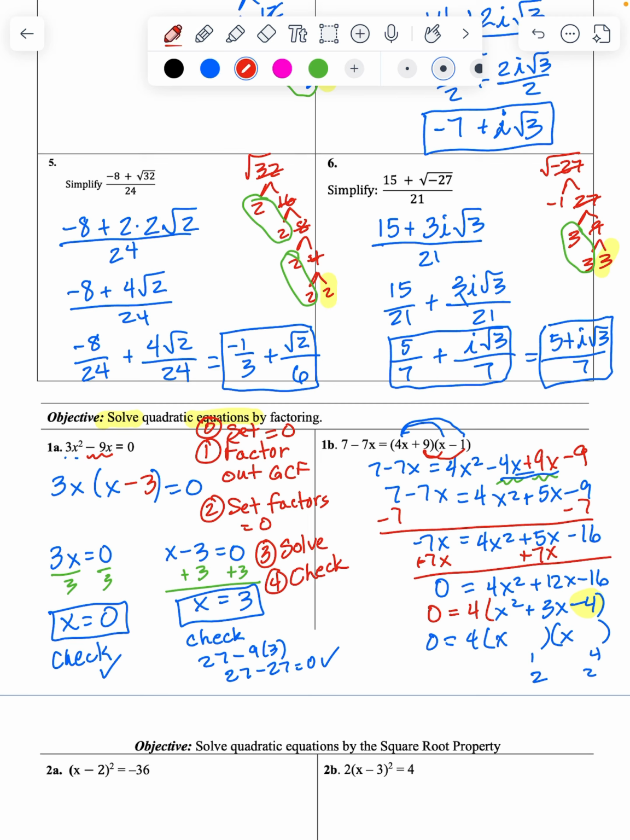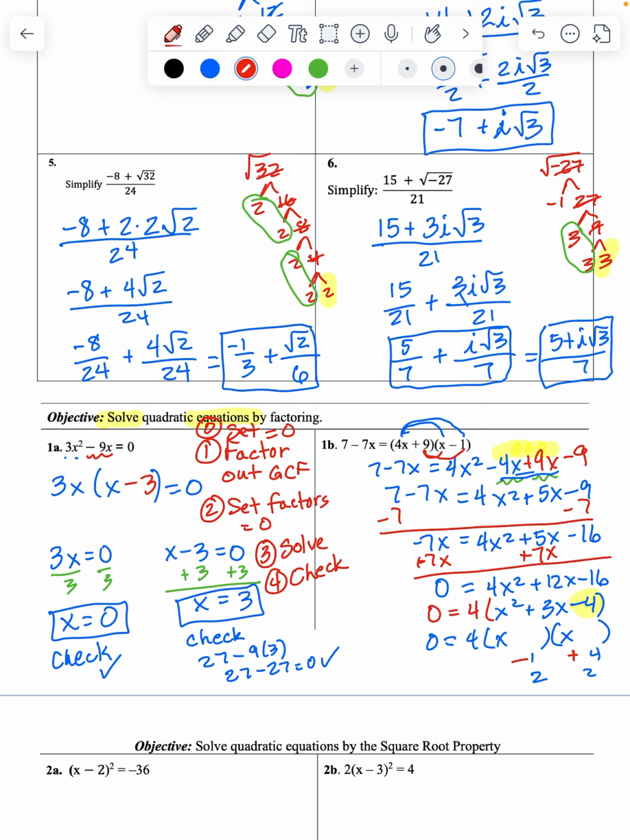The combination that works here is if I have a positive 4 and a negative 1. Because negative 1 times positive 4 will be negative 4. That gets me the last number in my equation. And negative 1 plus 4 will add to get me the middle. So when I do the outer and the inner from FOIL, I'll get that middle from combining like terms, similar to what we did at the beginning.